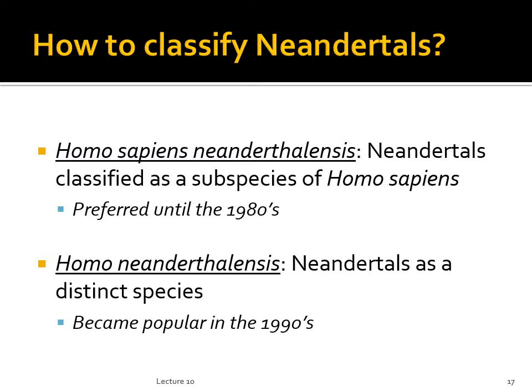In the 1990s, the pendulum swung, and many paleoanthropologists classified them as Homo neanderthalensis, a distinct species. This name is still used, especially by non-scientists, but general agreement is returning to the idea that Neanderthals should be considered a subspecies.